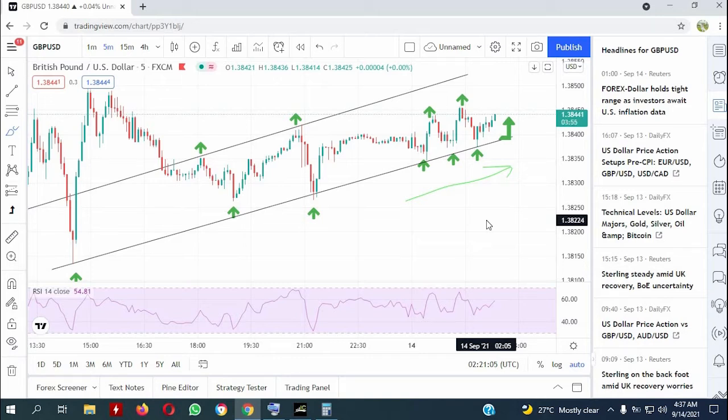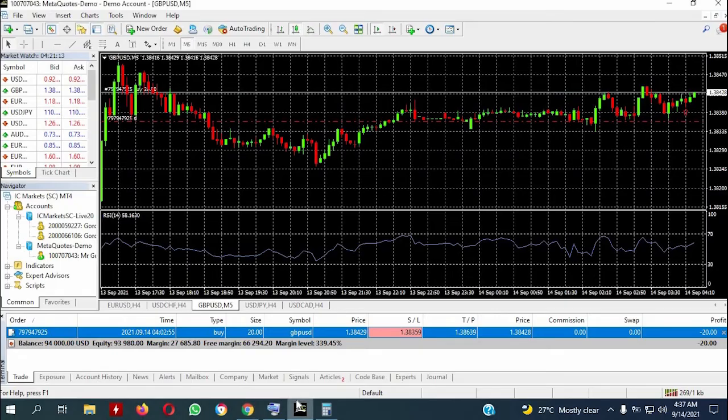The market is pushing up, creating another bull candle. Go back to MetaTrader 4. So right now we are in profit, $80 profit, as you can see. So that is a good sign. Market is going up.